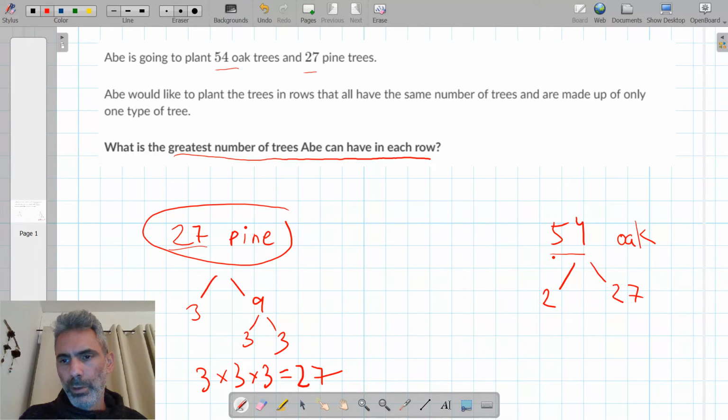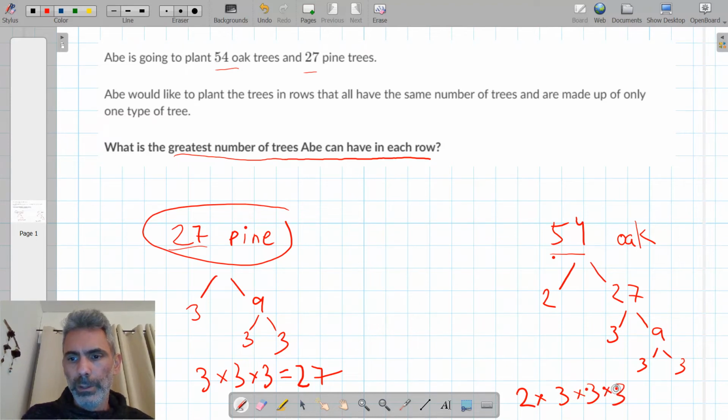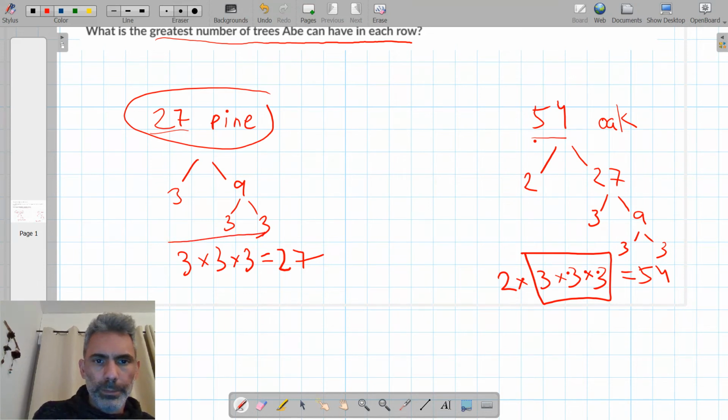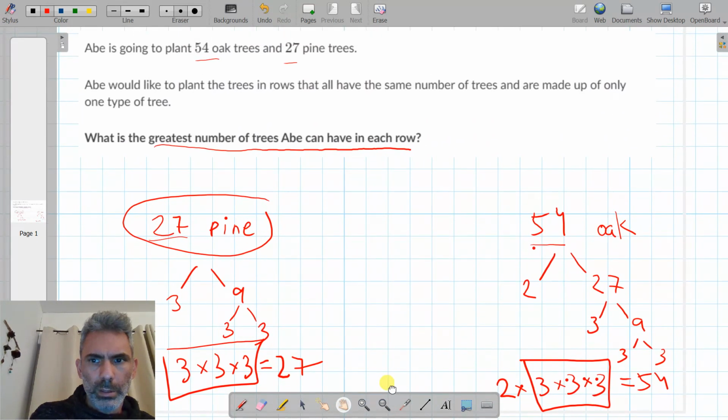And this is 3 and 9, and this is 3 and 3. So 2 times 3 times 3 times 3 is 54. Which means we have this in common. Right? 27 and 54.